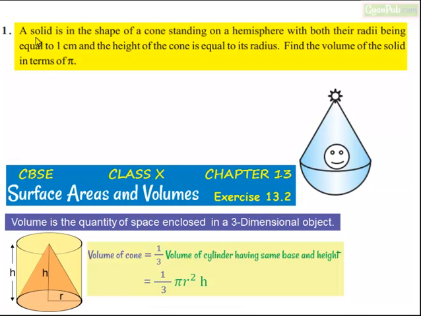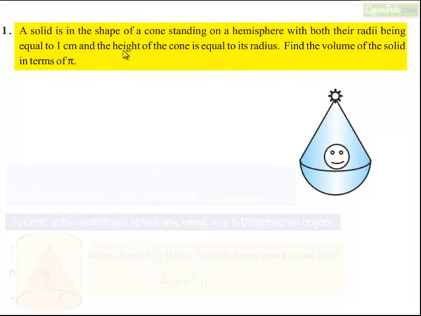Now coming to the second exercise, first question. A solid is in the shape of a cone standing on a hemisphere, with both of their radii being equal to 1 centimeter, and the height of the cone is equal to its radius. Find the volume of the solid in terms of pi.